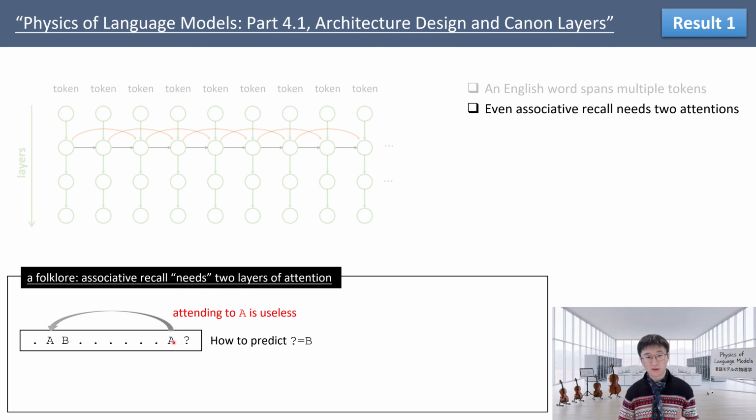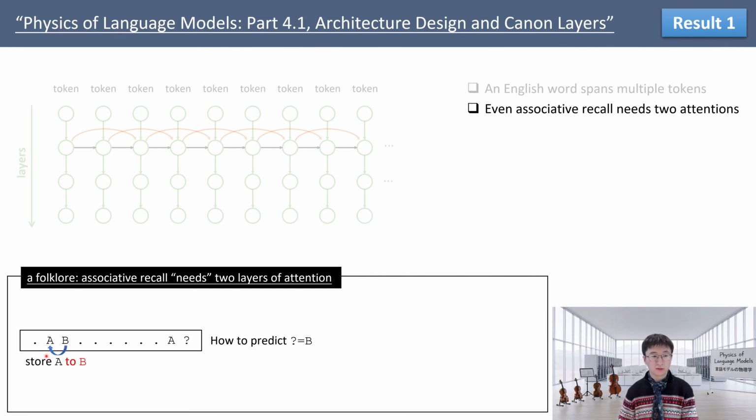For instance, you may think, can I attend this A to this A? Yes, you can. But over there, there's no information about B. If you do an autoregressive, left-to-right kind of language model, then there's no information about B that can be stored here. So just attending once doesn't solve this task of associative recall. You have to do it twice.